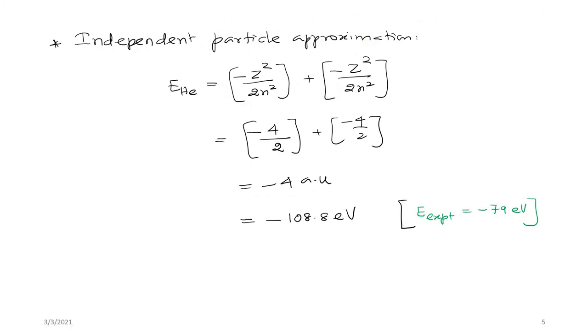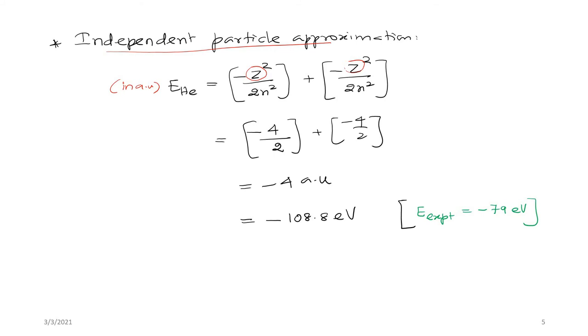Now listen, suppose you assume the two electrons in the helium atom are independent. Then, as I have told you, electron 1 with the nucleus you can imagine as a separate He plus ion, and electron 2 with the nucleus as another separate He plus ion. If you assume like that, then the ground state energy of the helium atom in atomic units is given by this general formula, minus Z square by 2n square. In the independent particle approximation, the nuclear charge should be Z, the actual charge of the nucleus.